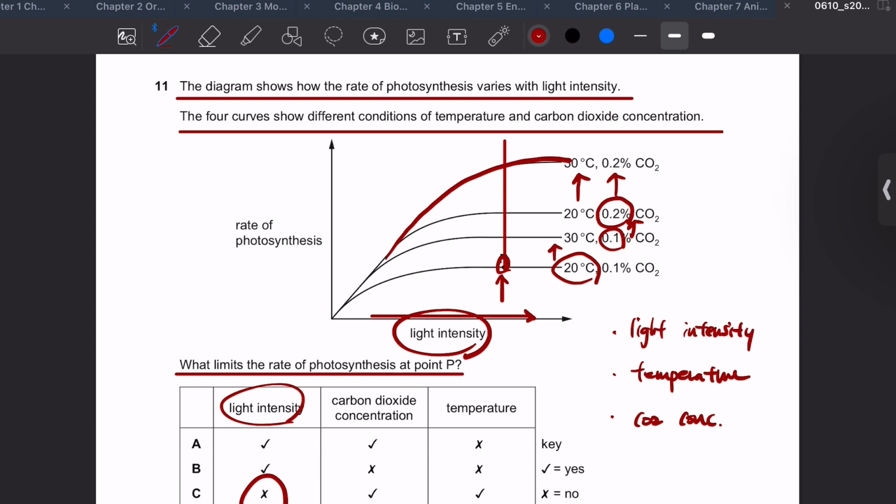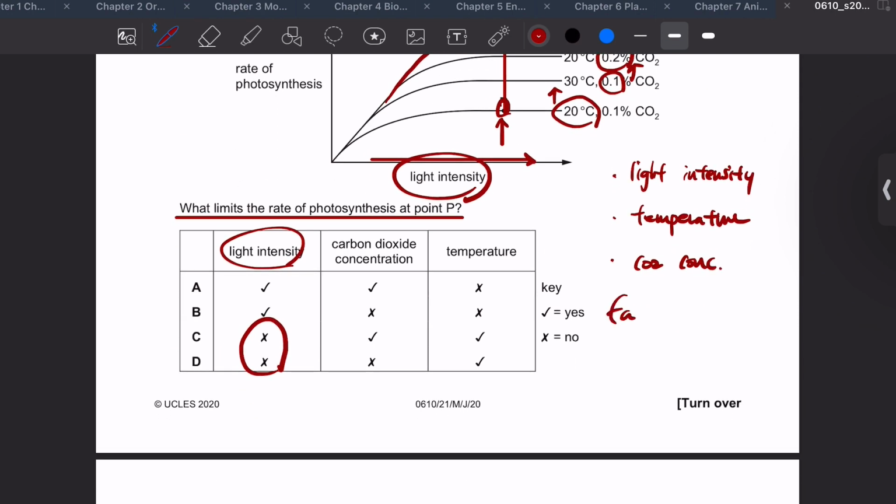You guys actually have to know the definition of the limiting factor. It's a factor that limits the reaction rate in any life process. So it's the factor that limits the reaction rate.